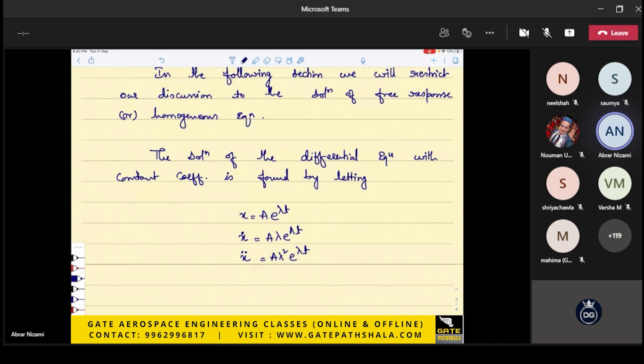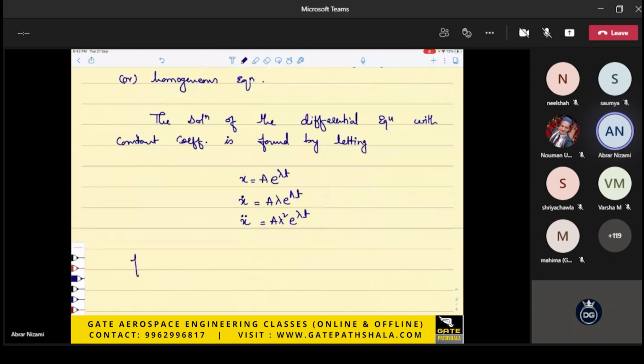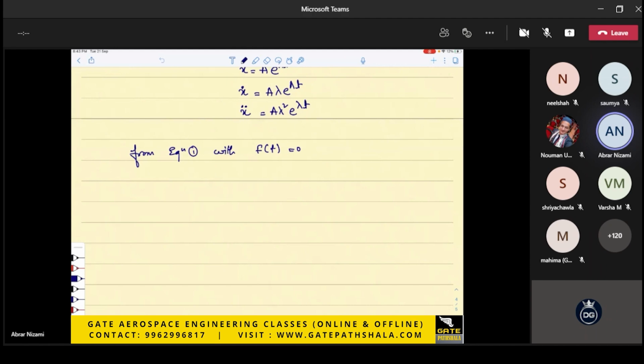Substitute this in the homogeneous equation with f of t equals 0. From equation 1 with f of t equal to 0, substitute: a lambda square e power lambda t plus c by m a lambda e power lambda t plus k by m into x, which is a e power lambda t, equals 0.